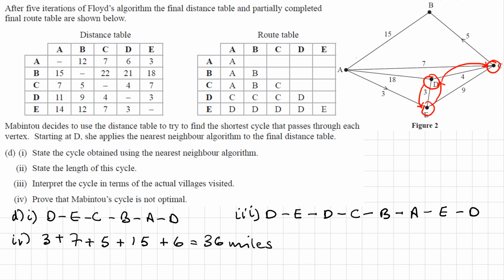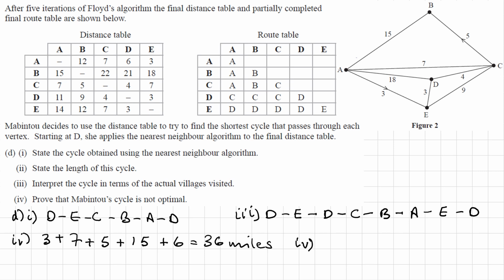And finally, the last part of part D, and it says prove that Mabintu's cycle is not optimal. Now, there are different ways that I can show that her cycle is not optimal. One way is basically to find a route that is less than 36 miles. Now, we don't necessarily need to start at vertex D, but I'm going to see if I can find a better, shorter route starting from vertex D.